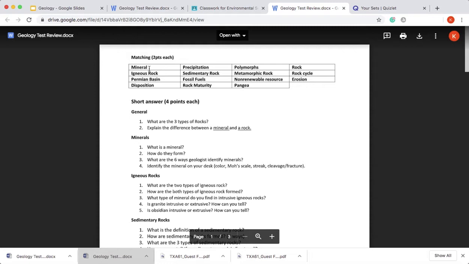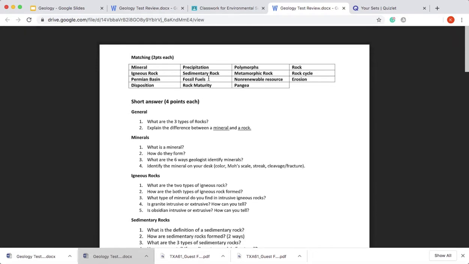So we made those Google Slide vocabulary cards to help you practice. And I know that mineral, precipitation, polymorphs, rock, igneous rock, sedimentary rock, metamorphic rock, rock cycle, Permian Basin, and fossil fuels are all in those vocabulary flashcards. The ones that are not on there are non-renewable resource, erosion, deposition, rock maturity, and Pangea. So those you can either Google or you can look through your notes to find these vocabulary words.